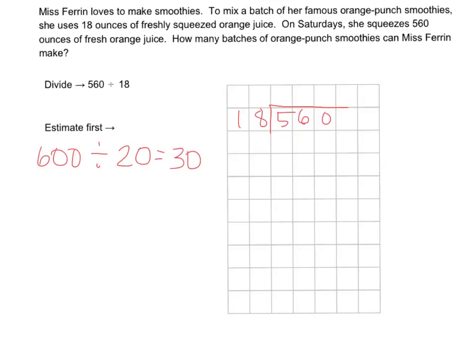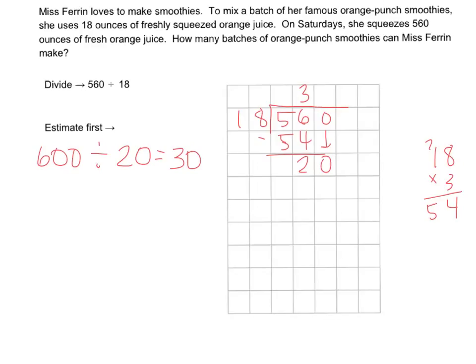I don't know 18 times 3 off the top of my head. Congratulations if you do, but I don't. So I've got to do that work out to the side. That's 54, and that will actually work really well. So my 3 is going to go above the 6 on 56 because I'm dividing into that whole 56, not just the 5. And then subtract 54. I get 2 left, and then bring down my 0, just like with regular long division.